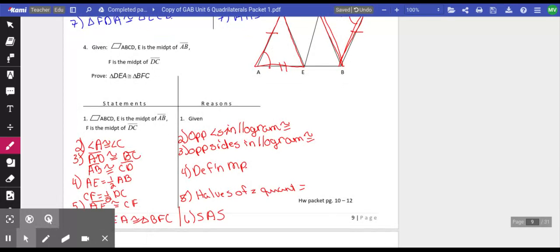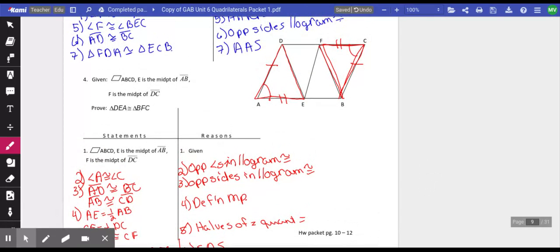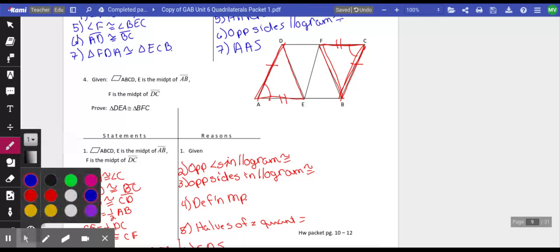Okay, so for this proof, I started out with angle A is congruent to angle C. Opposite angles in a parallelogram are congruent. I then said that AD is congruent to BC. Opposite sides in a parallelogram are congruent. I also said that AB is congruent to DC, because opposite sides in a parallelogram are congruent.